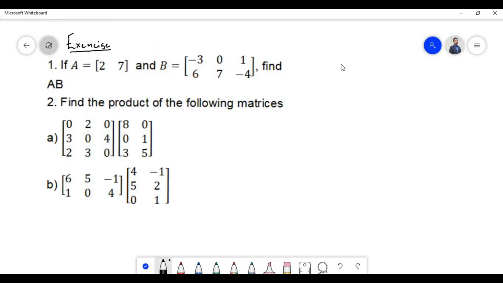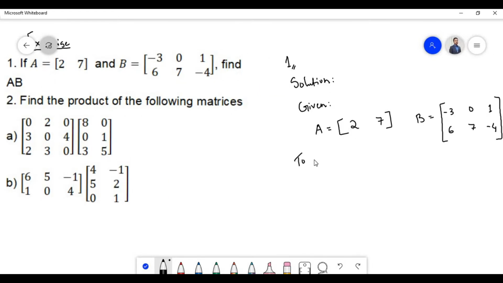Let us do some problems on multiplication of matrices. In the first problem, we have been given matrix A, which contains certain elements, and matrix B, which contains certain elements. And we need to find the product of matrix A and B. Now in the solution to the first problem, we will write down given matrix A and matrix B, we need to find the product of A and B.